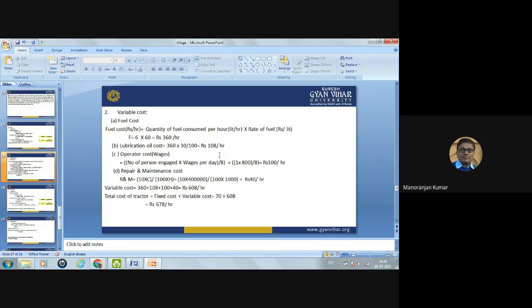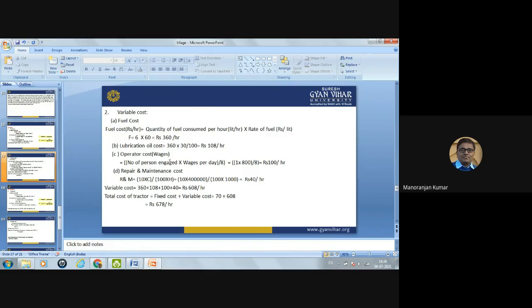After that, you have to calculate operator cost. That is the number of persons engaged into wages per day, divided by 8. How many persons are engaged here? Only one person is engaged. So 1 into the wage per day of that person, that is 800. Calculate and it will give you 100 rupees per hour.